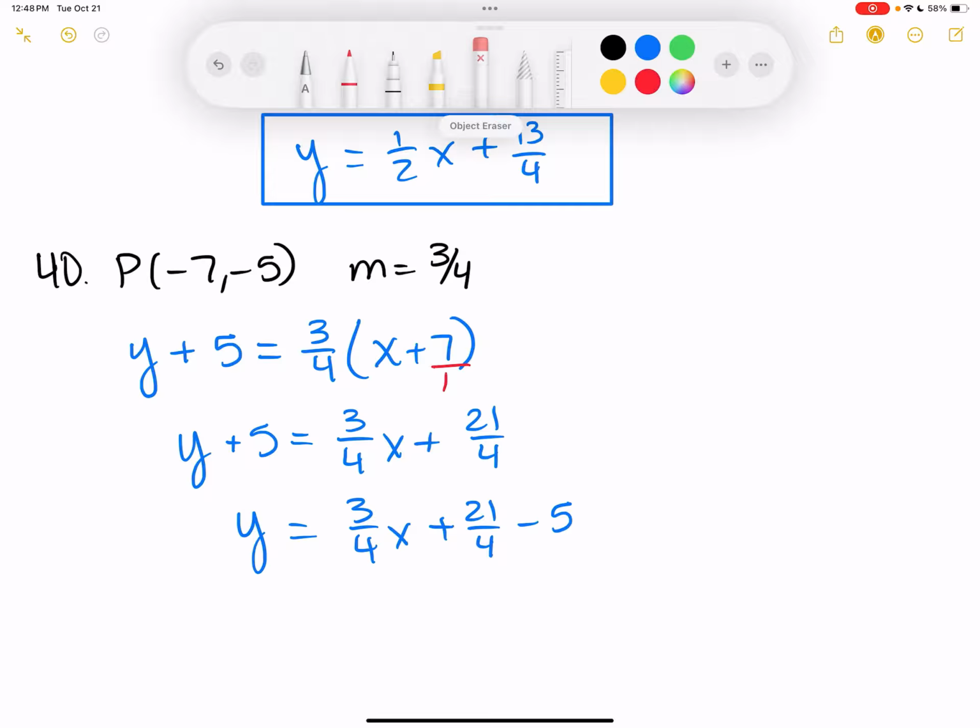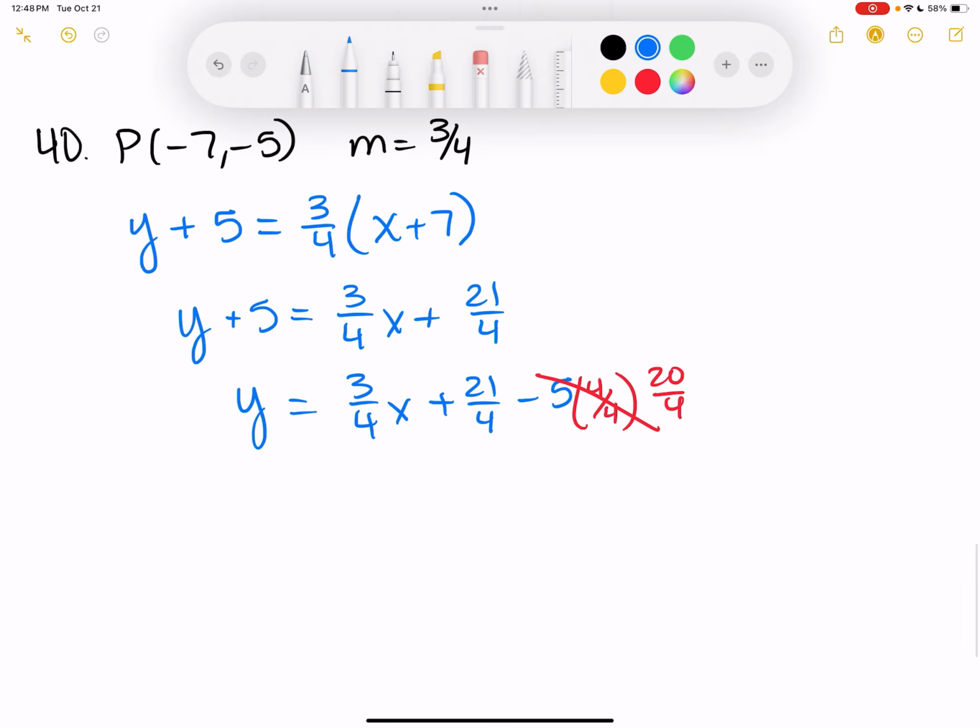I'm going to multiply this by 4 over 4, which is going to then give me 20 over 4. I'm just crossing it out so that I can save having to rewrite the whole thing over again. So y equals 3/4 x plus 1/4. 21 minus 20 is 1 over 4. So that would be your answer to that one.